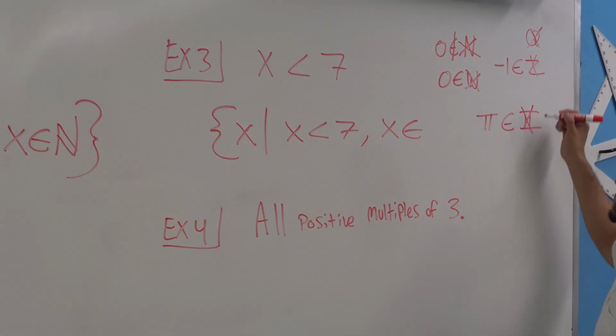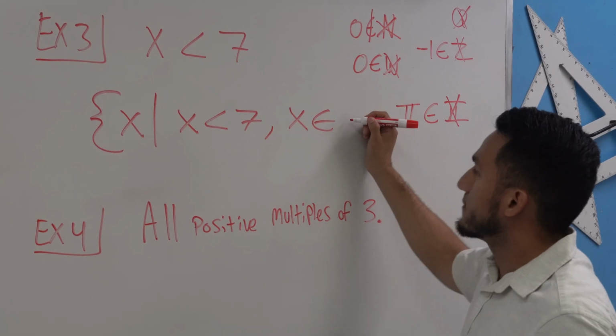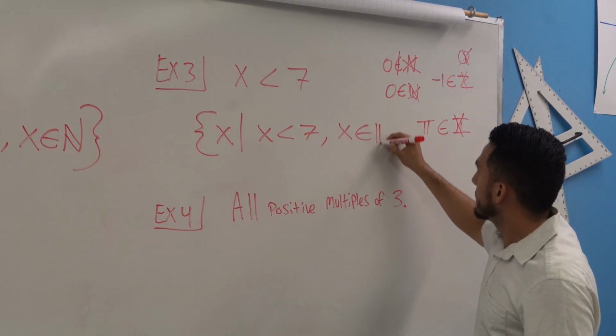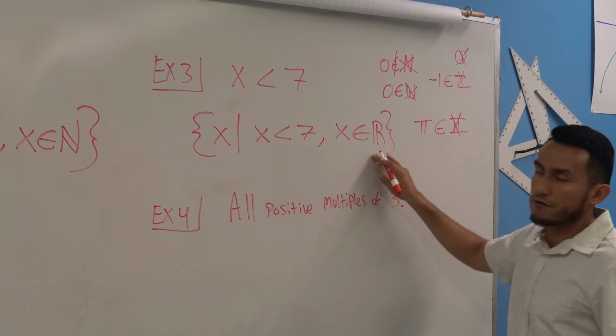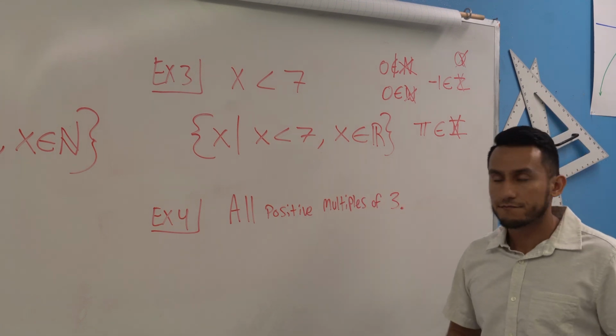So if it cannot be the irrational numbers and it can't be the rational numbers, then we're only left with the set that covers them all, which is called your real numbers. Your real numbers is the universal set. It has to be an element of the real numbers.